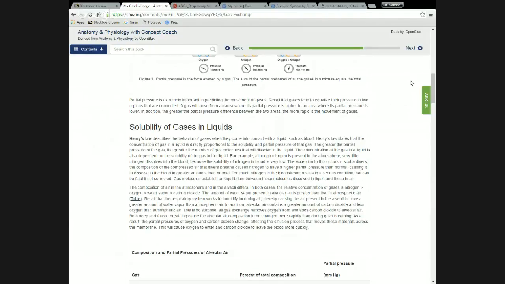And I don't have anything to write up here on the board to go with Henry's law. All Henry's law tells us is the concentration of a gas in solution is equivalent to its partial pressure. To explain this, I like to use the idea of a carbonated beverage.